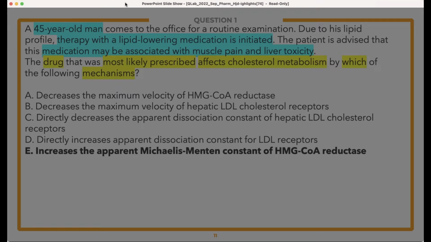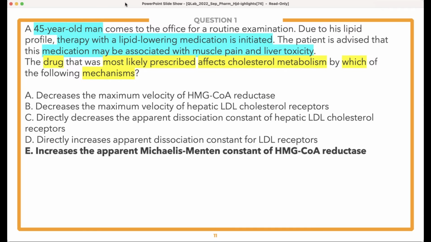So answer choice D directly increases the apparent dissociation constant. That is not really a thing with statins and this type of pharmacology mechanism. So that's the case for both D and C.